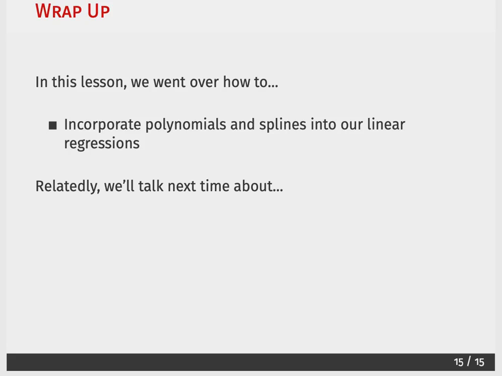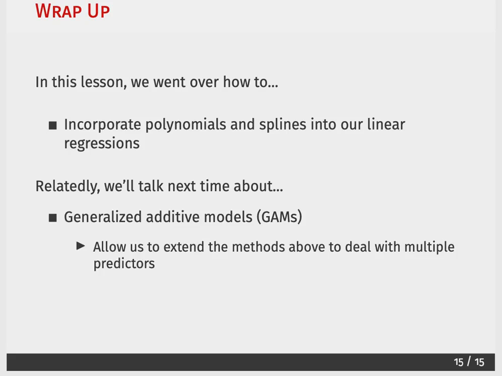To wrap up, in this module, we talked about how to incorporate different types of transformations for nonlinear associations between a covariate and an outcome. We talked about using polynomials as well as splines in our linear regressions. And next time, what we're going to do is talk about extending this. Instead of having splines or polynomials for one of our predictors, we're going to have multiple predictors. And in that case, we're talking about a generalized additive model, which you can imagine where we represent our different covariates all as different functions potentially that are nonlinear.